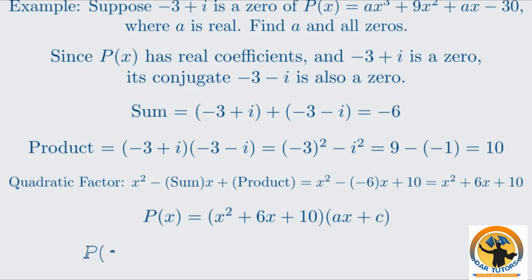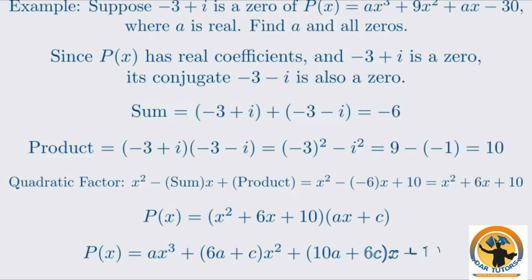Expanding the right side gives ax^3 + 6ax^2 + 10ax + cx^2 + 6cx + 10c. Grouping terms by power of x, we get ax^3 + (6a + c)x^2 + (10a + 6c)x + 10c.